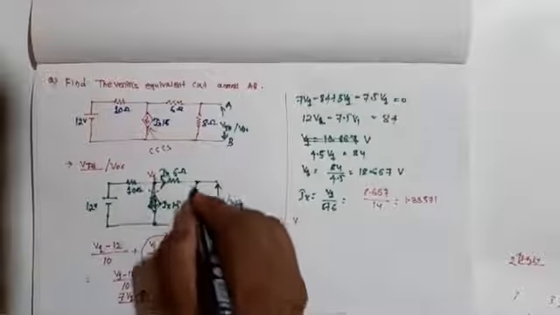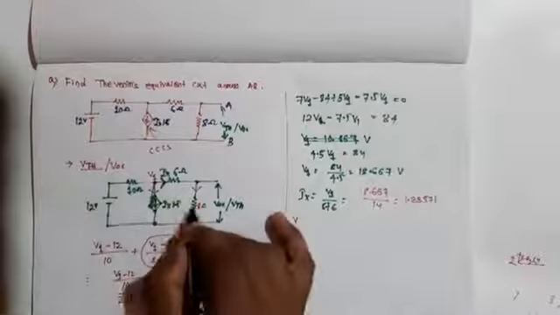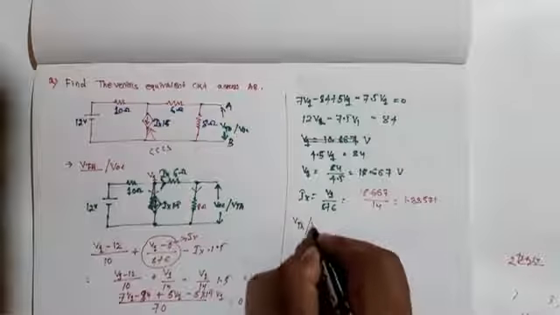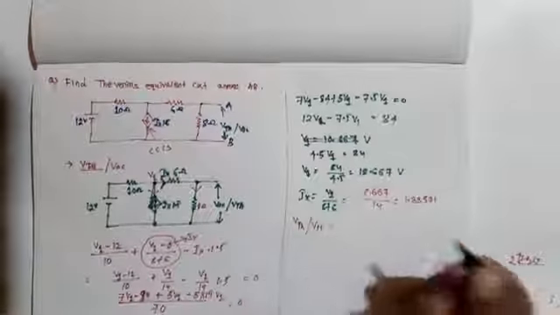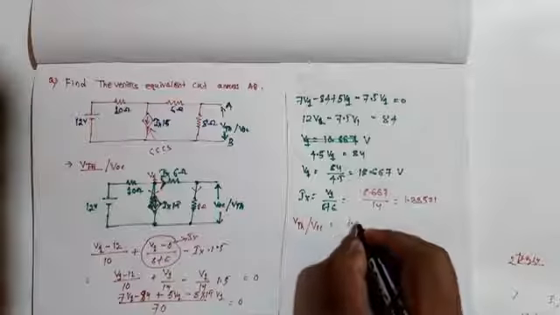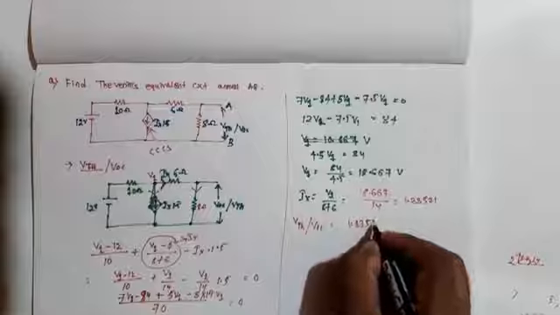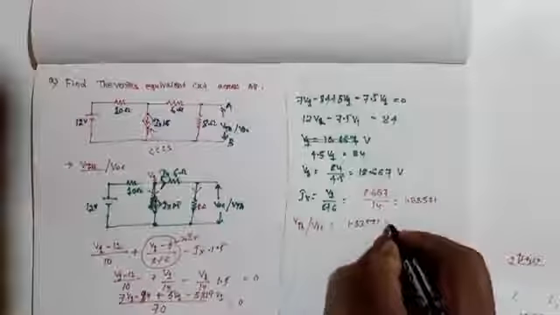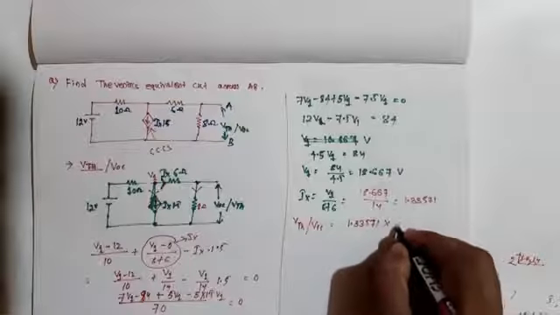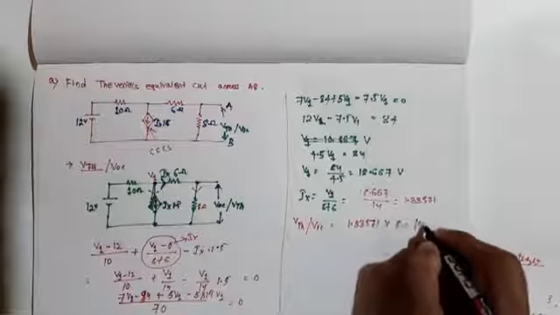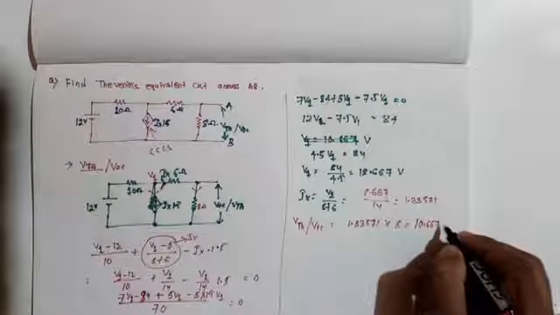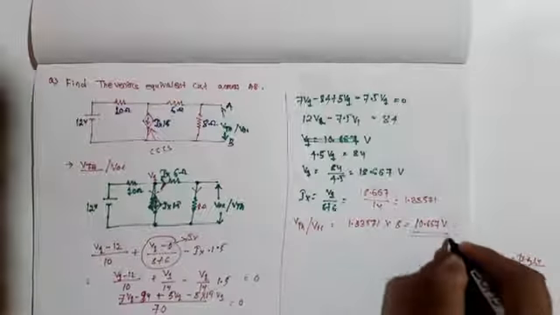But our objective is to find the Thevenin's voltage, which is the voltage drop across this 8 ohm, this amount of current Ix into this resistor. So this VTH or open circuit voltage is equal to 1.33571 into 8, which is equal to 10.667 volt. Okay, this is our VTH.